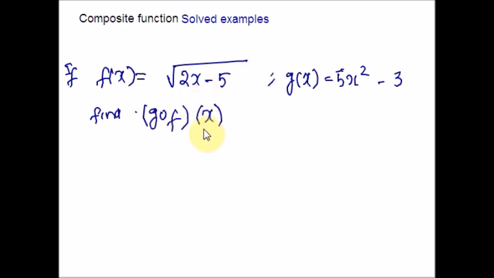Okay, let us do this example. First I'm going to write the definition of g dot f of x. I'm going to rewrite this. So this could be rewritten as g of f of x. So what is our g of x?